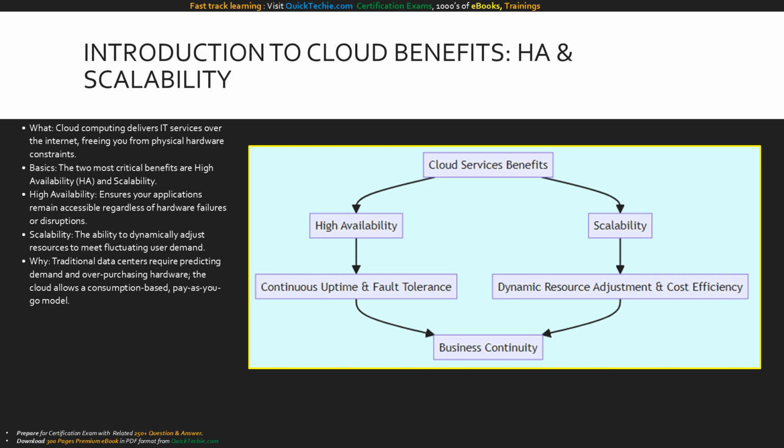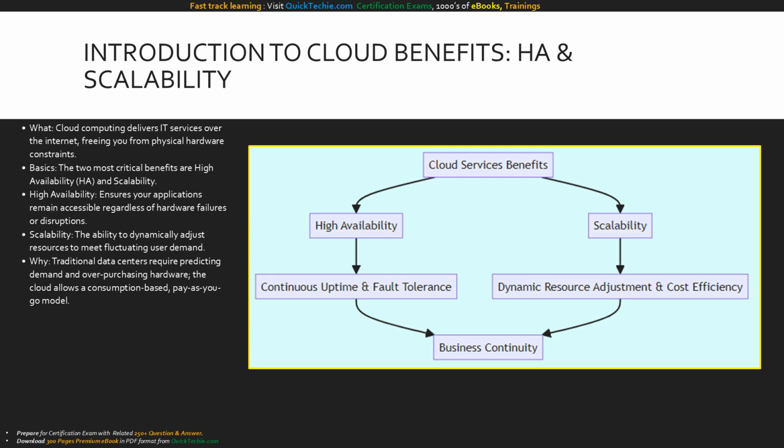Today, we are exploring the fundamental pillars of cloud computing, focusing specifically on high availability and scalability. If you have ever wondered why businesses are migrating away from traditional on-premises data centers, the answer largely lies in these two concepts. Let us start with the basics. What exactly are we talking about?